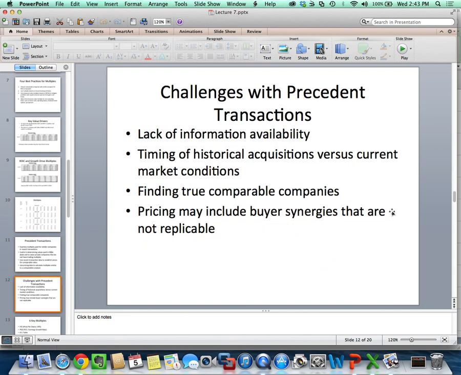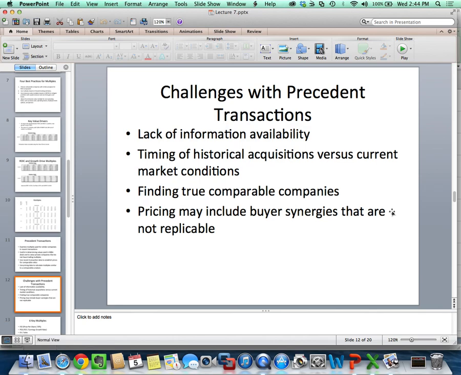So, the challenge with these transactions is that you do have limited information availability on precedents because not all acquisitions are disclosed, and that becomes an issue. They are based on historical prices, and the world changes, and people's point of view on what they pay changes. That's one of the dangers with multiples: right now, social networking is hot, and therefore multiples for social networking firms are very high. But when the social networking fad passes and investors move on, then suddenly they're not going to pay the same multiples anymore. So we have to understand that there's a timing element to multiples. And finding true comparables, even with precedents, is a problem.